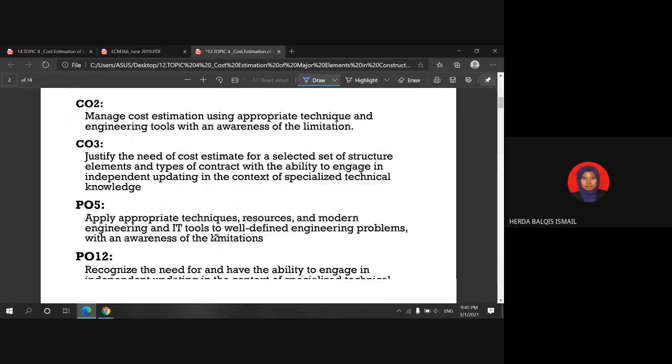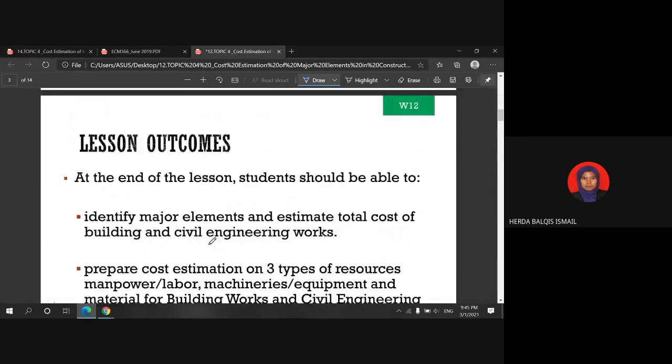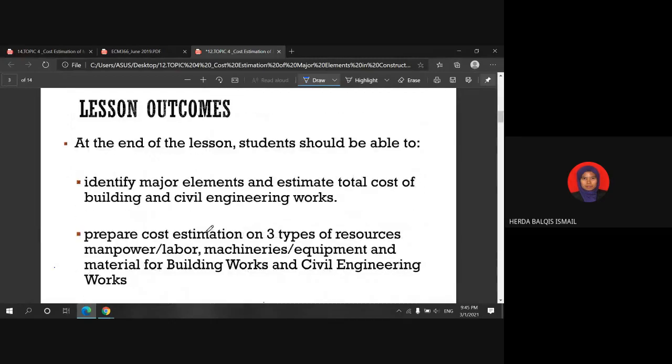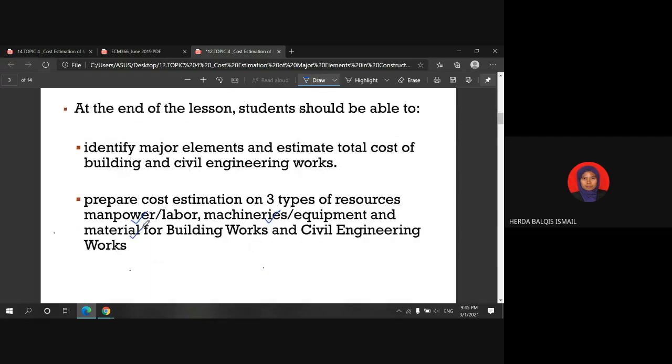So, hopefully at the end of the session, students are able to identify major elements and estimate total cost of building and civil engineering works, and prepare the cost estimation by considering these three types of resources, which are manpower, machineries, and also the materials for building works and civil engineering works.